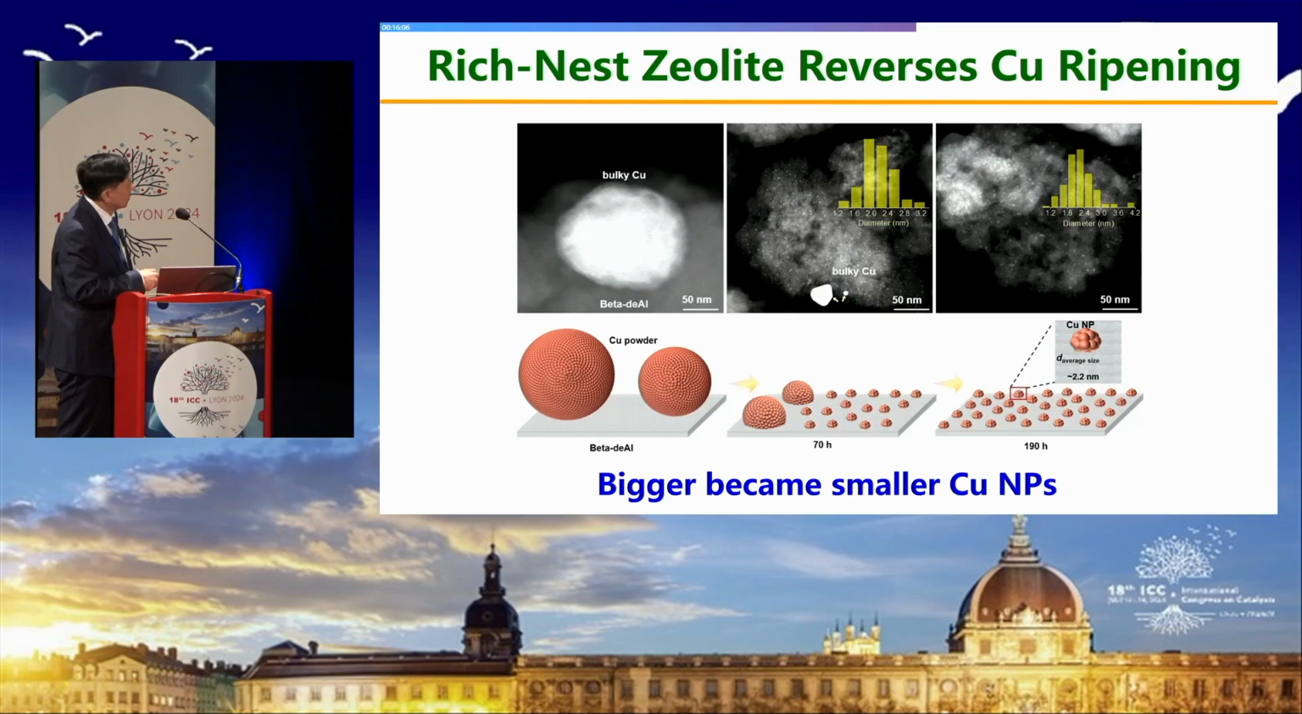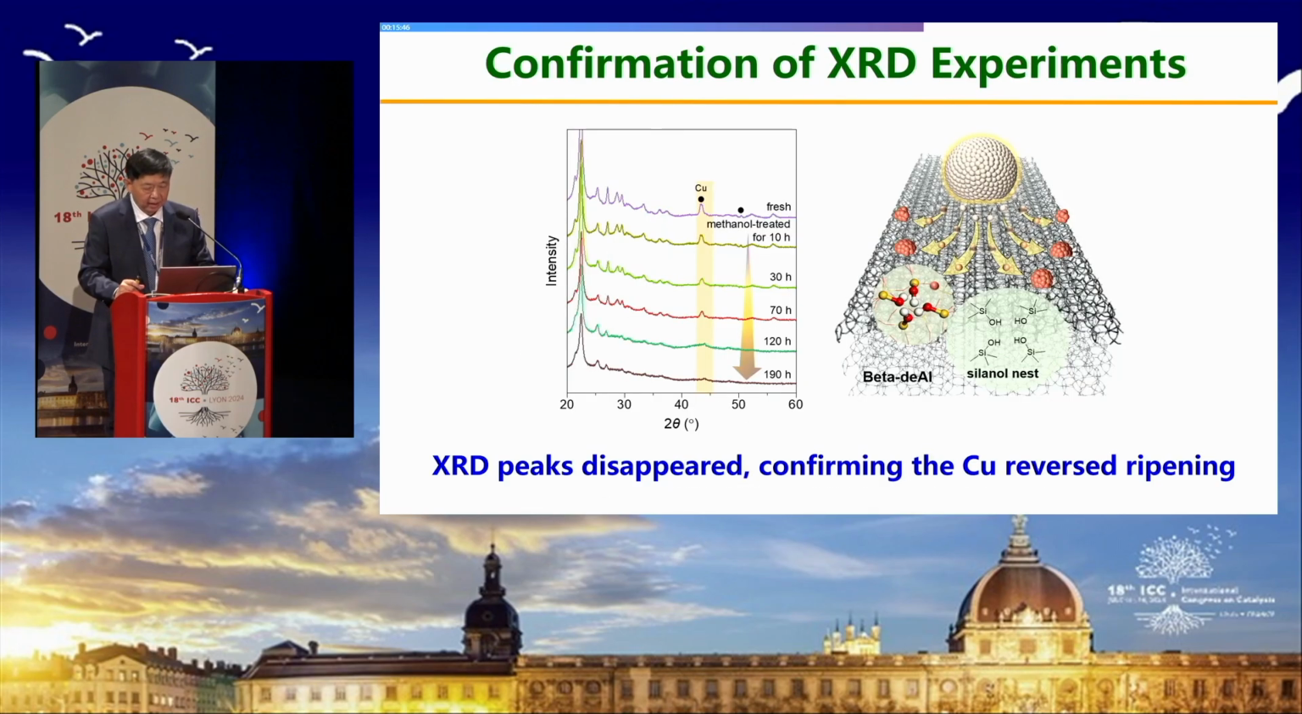C, many copper species became very small. But after 190-hour treatment, we cannot find any larger copper species. The bigger copper nanoparticles became very small ones. Also, we use XRD to confirm this phenomenon. In the beginning, you can find the large particle in the copper X-ray diffraction. But after the 190 hours, this peak disappears, confirming the copper reversed ripening.